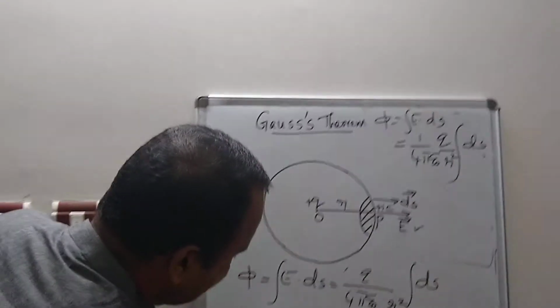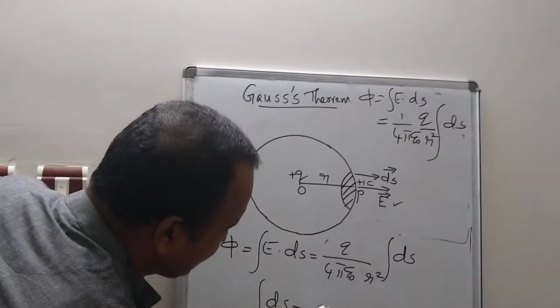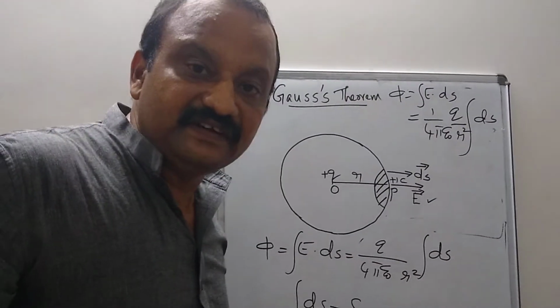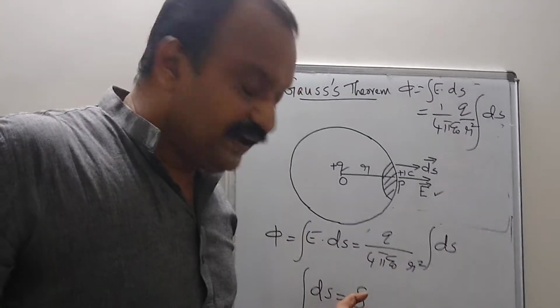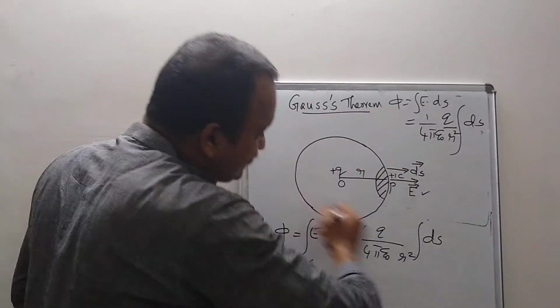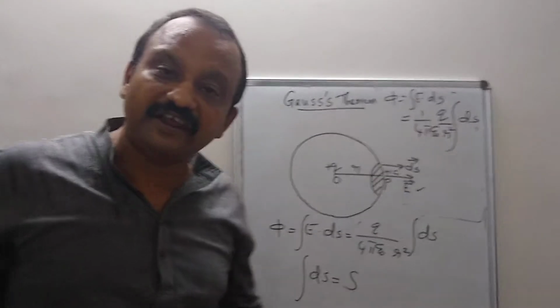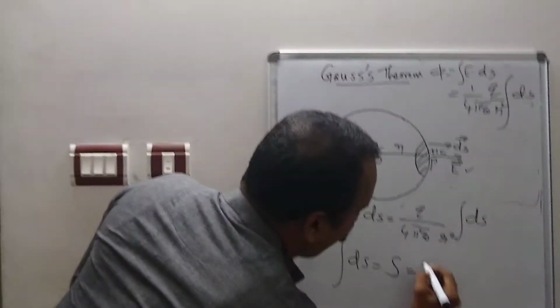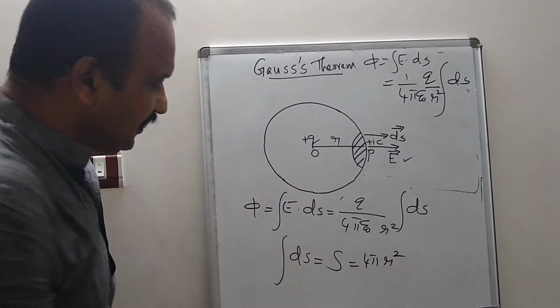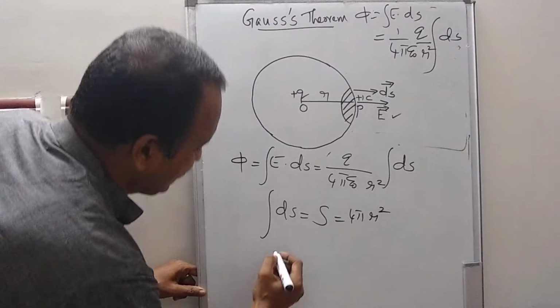What is the value of integral ds? Integral ds is equal to s. What is integral ds? Integral ds means small surface, and s means large surface, the total area. So the total area of the sphere, that is s. What is the total area of a sphere? That is equal to 4 pi r square. So when you substitute here, integral ds is equal to s is equal to 4 pi r square.